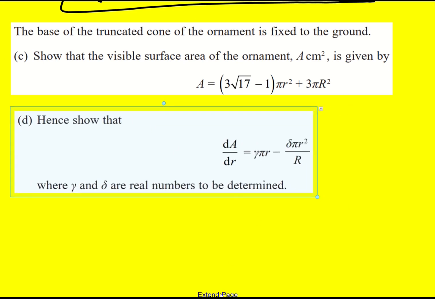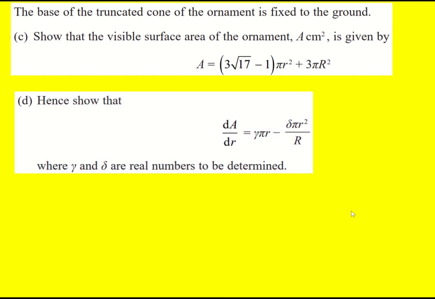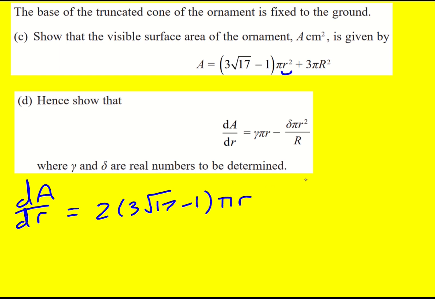So in D, hence show that the derivative of the area is equal to that shown, but we have to find gamma and delta. So differentiating with respect to little r, I'm going to get the r squared goes to 2r, so I'm going to get 2 times 3 root 17 minus 1 pi r. And over here, when I differentiate capital R, I need to use the chain rule. So d by dr of r squared is going to become 2 capital R and then the derivative. Essentially, I'm still using implicit differentiation.